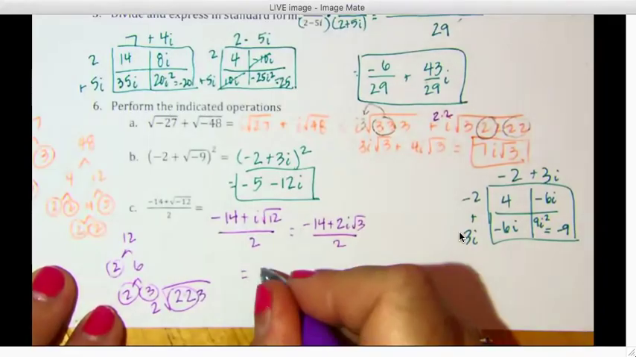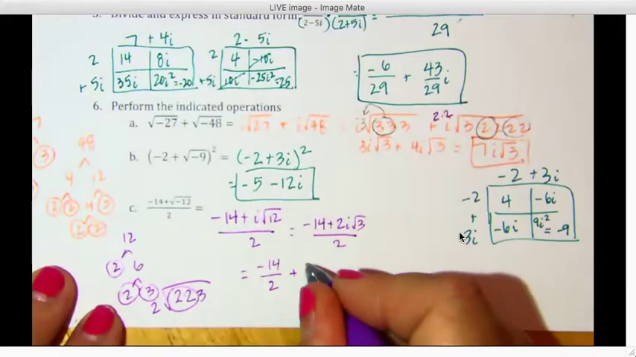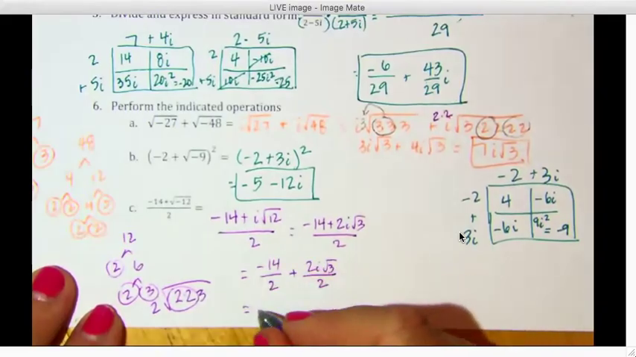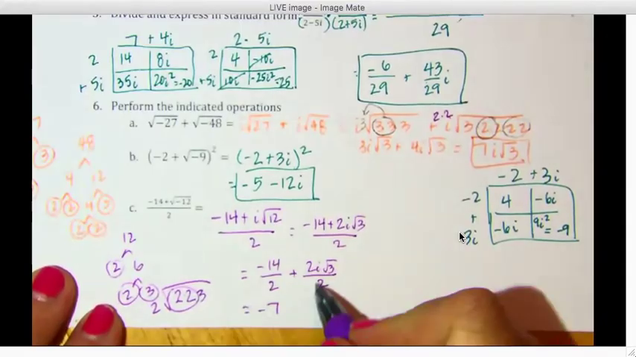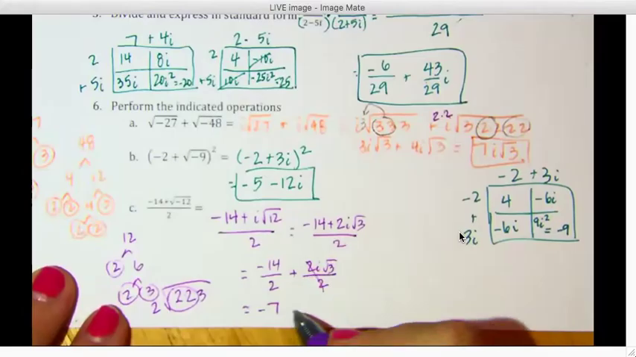Splitting those fractions up, I have negative 14 over 2 plus 2i root 3 over 2. And this can reduce to negative 7. And these 2's can reduce here. I cannot reduce inside the square root. So if this was 2, I couldn't reduce those. But I can reduce outside the square root. So that becomes plus i square root 3. And that would be my answer.